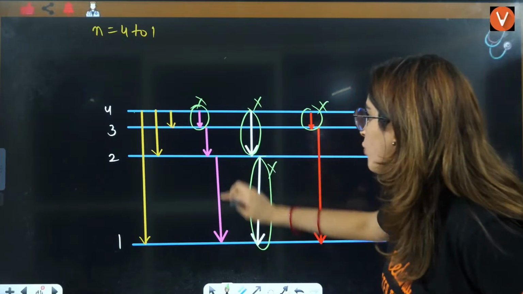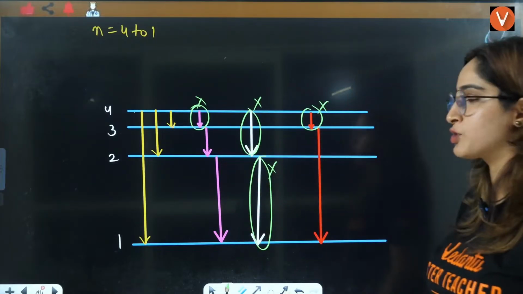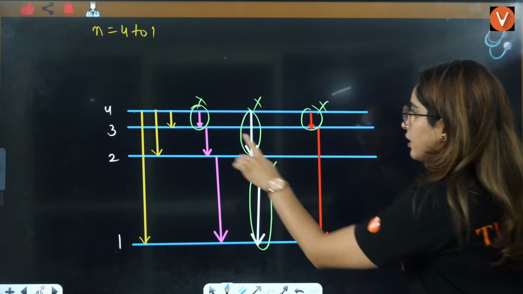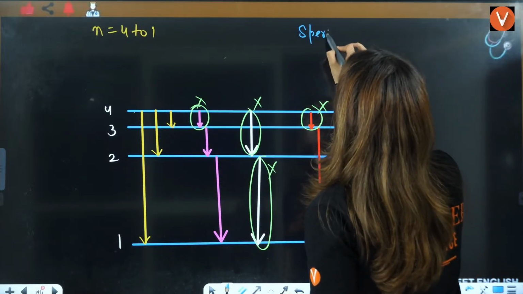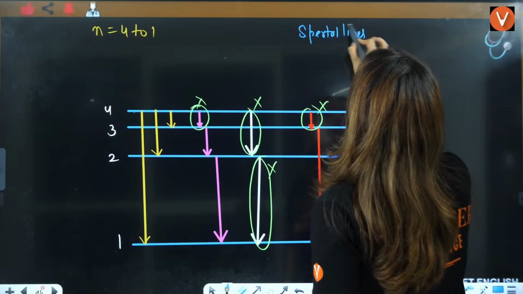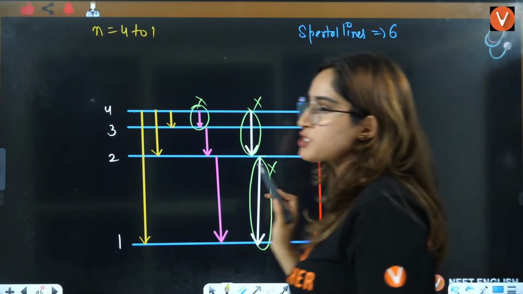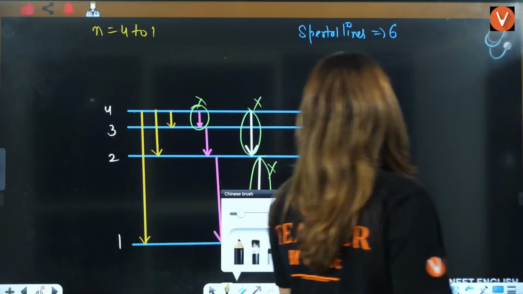Then you have 2 to 1. Then you have 3 to 2. Then you have 3 to 1 also. So these are the unique lines that are possible. So 1, 2, 3, 4, 5, 6. So total spectral lines possible here are 6. Can you see that? Total spectral lines possible here are 6.